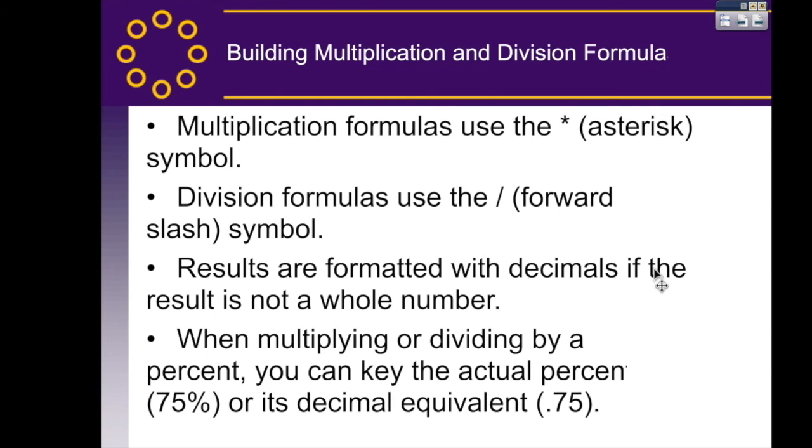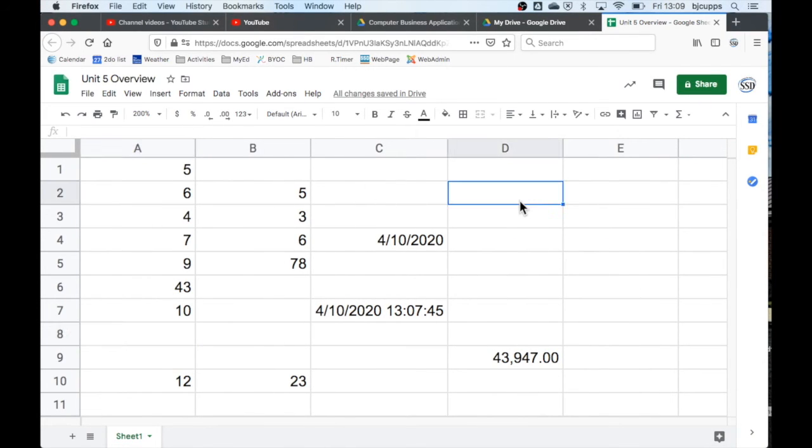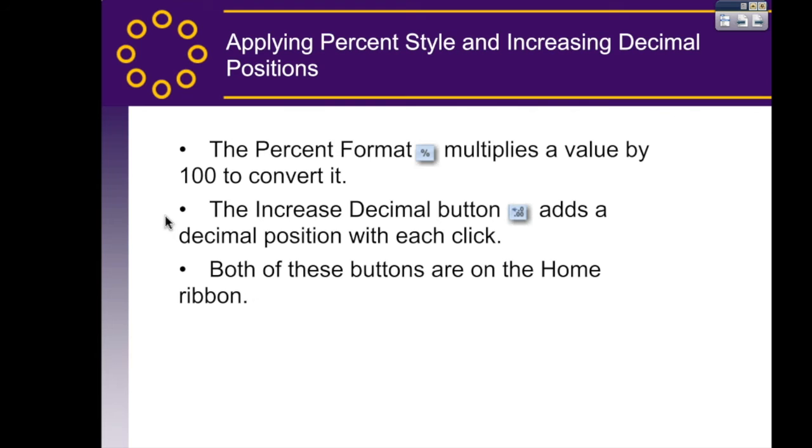You can ignore that thing about the percent. We're probably not going to get to talk about percents much because of the virtual thing. So go ahead and pause. Try equals something times something, equals something divided by something. I'll do it too. I'll say equals 78 divided by 4. Enter. And you don't have to click them. You can say equals B5 divided by about A7. There we go. So either way, just go ahead and try it out. Ask me questions if it's not working for you.